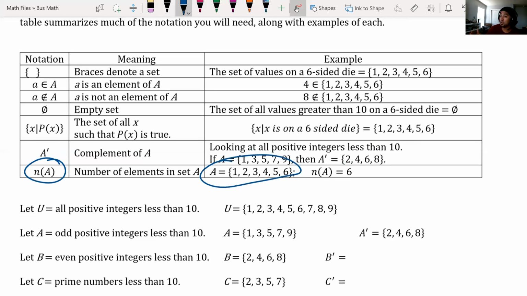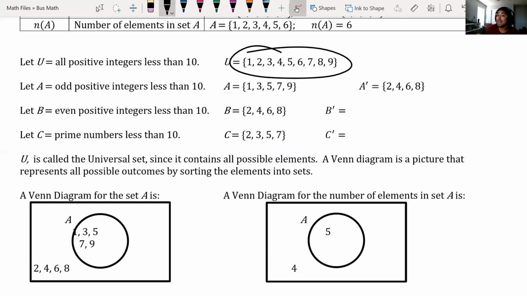This notation says the set of all values of x such that P of x is true. So whatever values we choose for x, we'll have to make P of x true. Our example says that for all values of x such that x is on a six-sided die, this is only true if x is the elements 1, 2, 3, 4, 5, and 6.